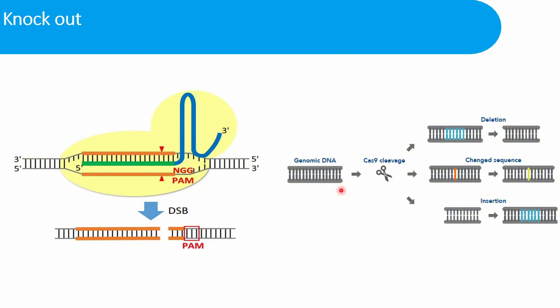After the cuts, the cell often repairs the DNA using non-homologous end joining or NHEJ. But this repair mechanism is error prone and can lead to three outcomes, which you can see here: the deletion, the change in the sequence, or the insertion. And actually we are taking advantage of this error to knock out a gene, because this error could actually lead to a frame shift mutation, and this frame shift mutation could prevent the gene from expressing.